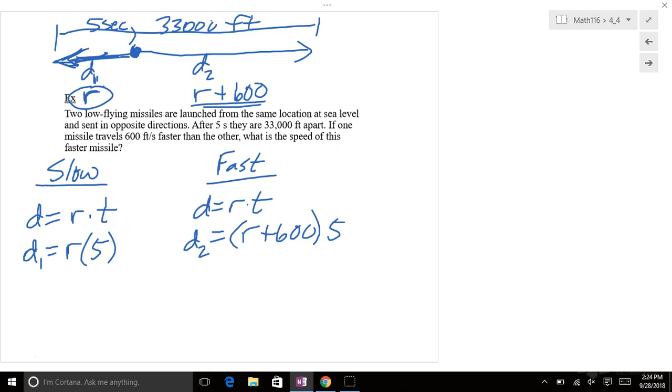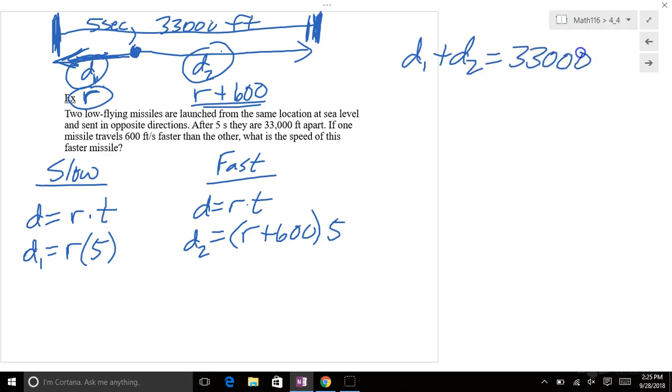So we actually have 3 variables here. D1 is different than D2, and then we also got this R. So 3 variables, but we only have these 2 equations. So we need a third equation, which we have. If you think about after 5 seconds, we went from here to here, right? 33,000 feet. Those 2 missiles are apart from each other. So that's the distance 1 plus the distance 2. Those are a total of 33,000 feet apart.